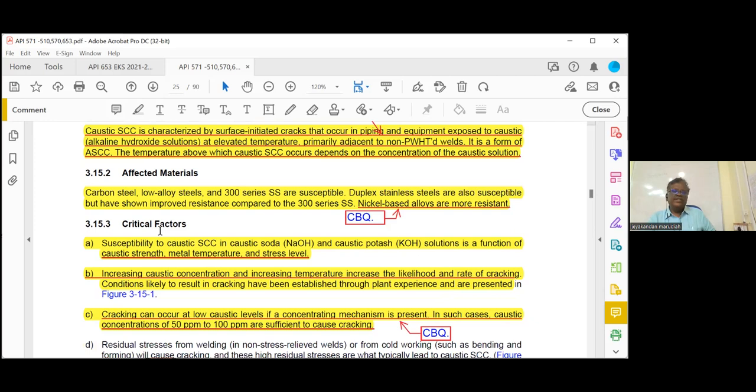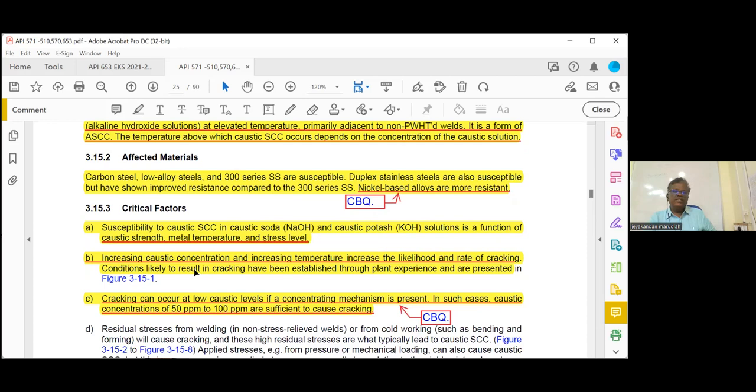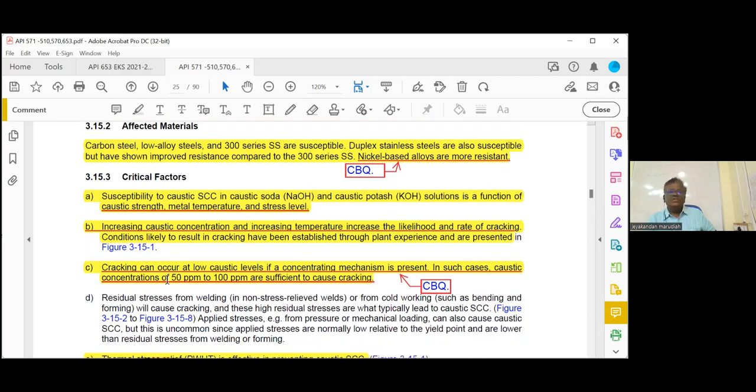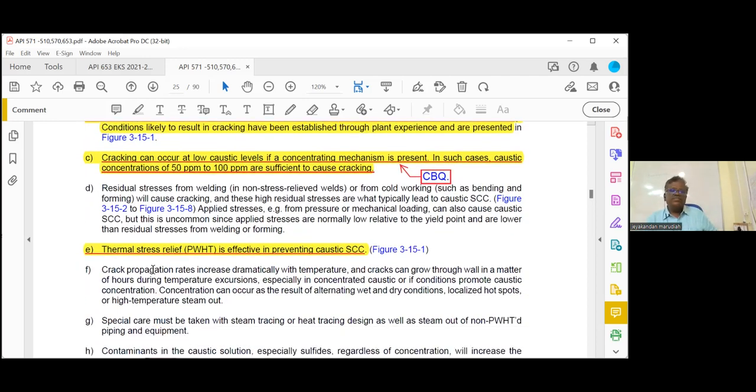Critical factors: caustic strength, metal temperature and stress level. Highlight the B: increasing caustic concentration and increasing temperature increase the likelihood and rate of cracking. Then this is another important one: cracking can occur at low caustic levels if a concentration mechanism is present. In such cases, caustic concentrations of 50 to 100 ppm are sufficient to cause cracking. So even 50 to 100 ppm will cause cracking. Then E, thermal stress relief is effective in preventing caustic SCC. PWHT is effective in caustic SCC.